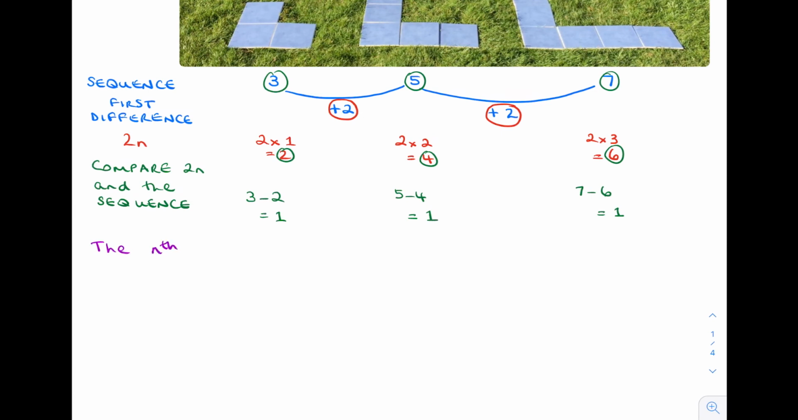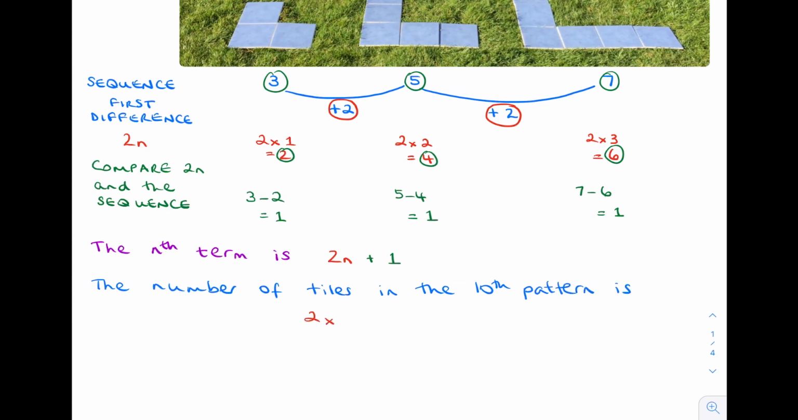So now we put these two things together and we can say the nth term is 2n, the 2 times table, plus 1. We need an extra 1 to make the sequence we wanted here. We could use this nth term to find the number of tiles in the 10th pattern. In the 10th pattern, n is 10. Put this in your nth term. 2 times 10 plus 1 is 21. That's 21 tiles in the 10th pattern.